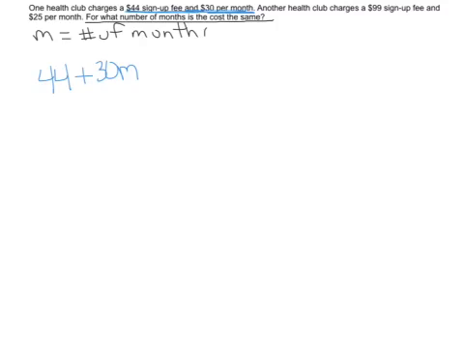Then we're going to look at the second one. Our second sentence here says another health club charges, we'll use this one in red, $99 sign-up fee and $25 per month. So with this health club, you're going to pay at least $99, plus you're going to pay another $25 for every month you attend, whether that's 1 month, 3 months, 6 months, 9 months. So this 25 is going to be multiplied by the number of months, which is our m, that you attend.